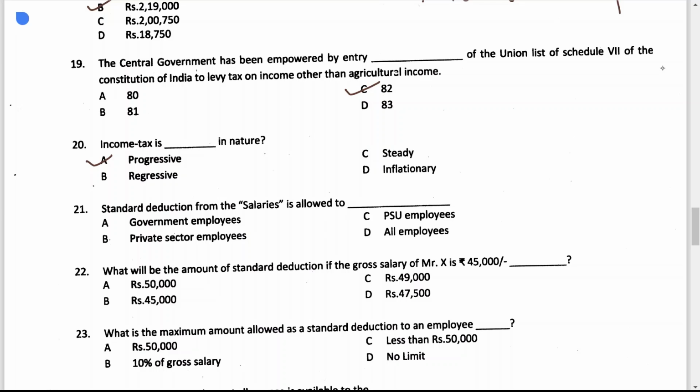Now 21, standard deduction from salary is allowed to dash. It is allowed to government employee, private sector employee, PSU, all types of employee. Standard deduction of 50,000 is available, maximum 50,000.